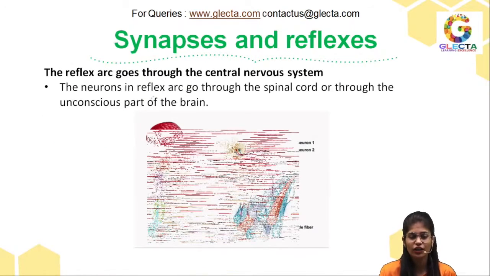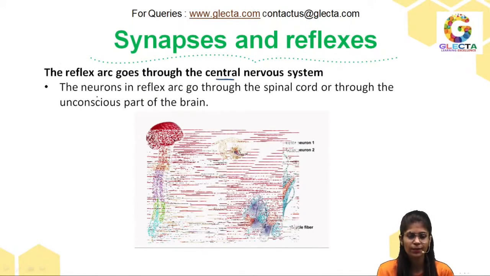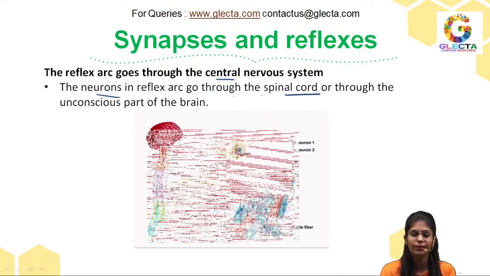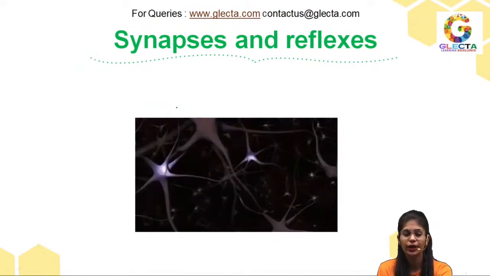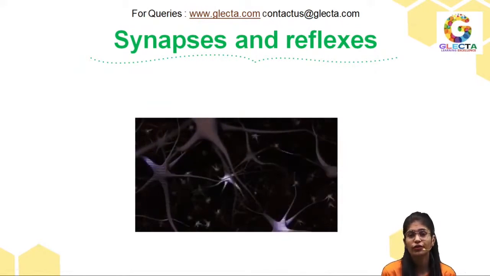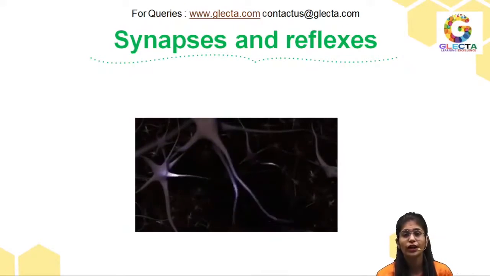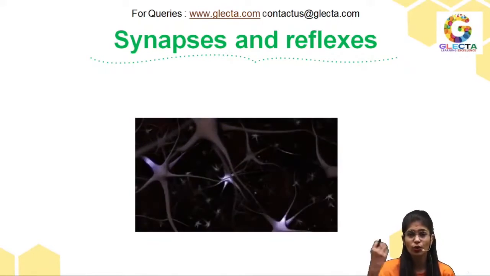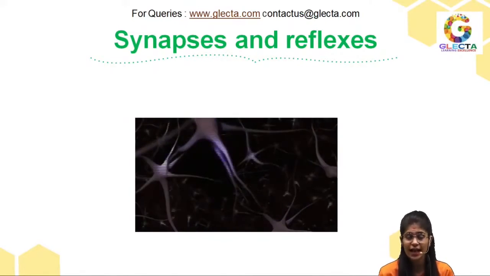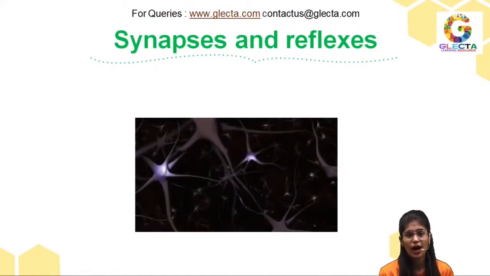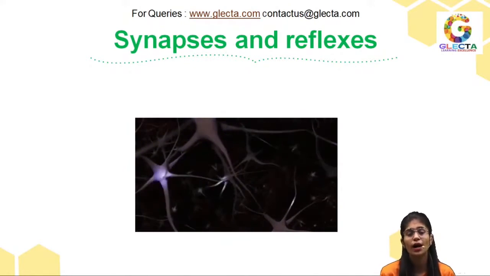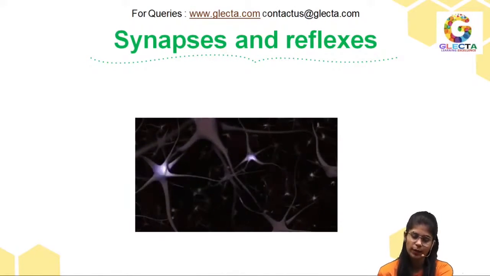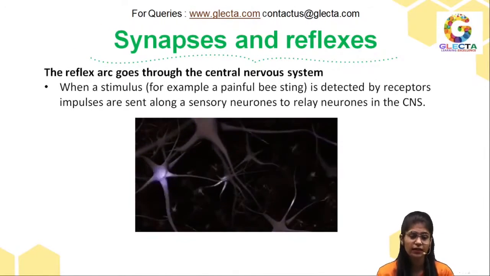So the reflex arc goes through the central nervous system. The neurons in the arc go through the spinal cord and the unconscious part of the brain, which means your conscious part of the brain is never involved when we're talking about a reflex arc. Your reflex arc is so quick that it goes and comes back within microseconds, and it does not involve any parts of your brain that are conscious to understand what is exactly happening with the body. Look at the speed again. A lot of speed is there.